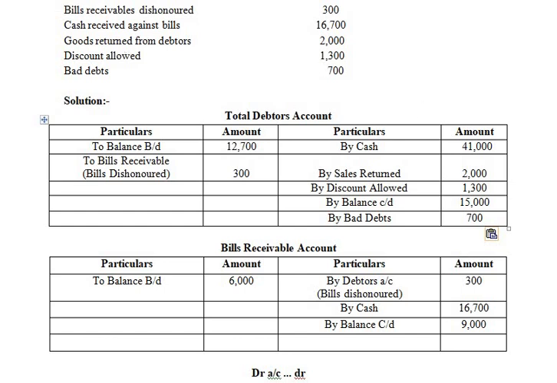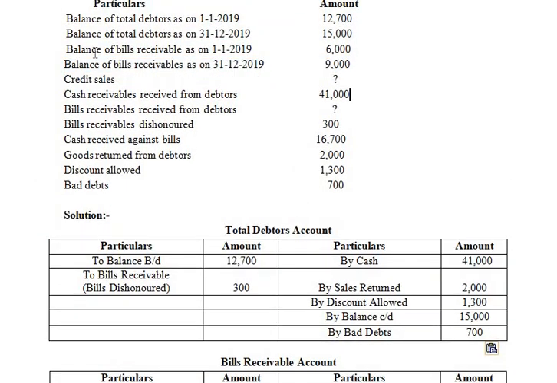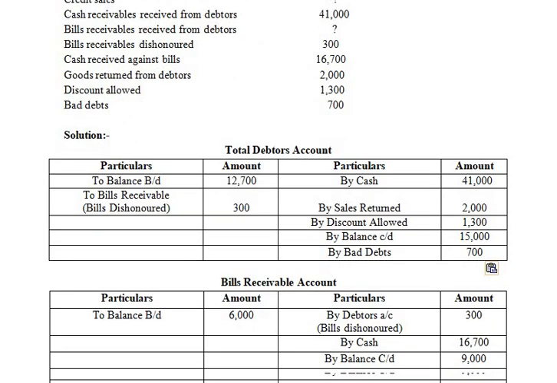Alright. Next, is there any other entry to be passed? No, there is no such entry. So what is pending? We have taken the opening debtors, closing debtors, bills receivable opening and closing both, and cash receivables. We need to find out the credit sales and bills receivable received from debtors. So let's first find out bills receivable received from debtors.